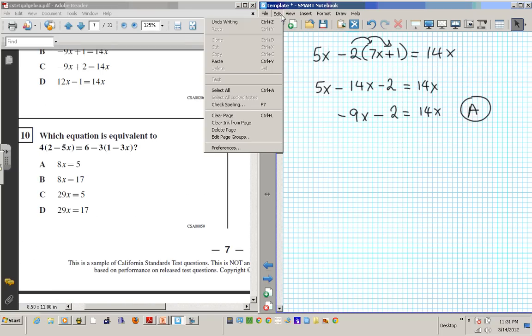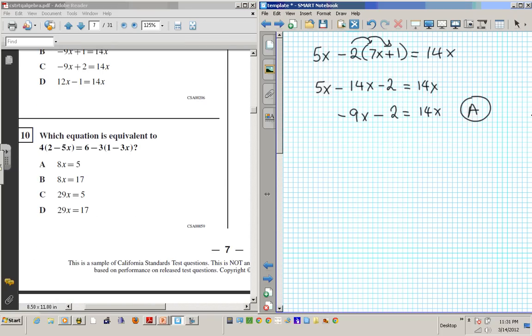Same type of problem. Number 10, it says, which is equivalent to that? In this one, we don't solve it all the way. We basically have to distribute, collect like terms, combine like terms, and see what we get. Okay? Alright, you notice there's a lot of distributions here. On the left side, distribute the 4.